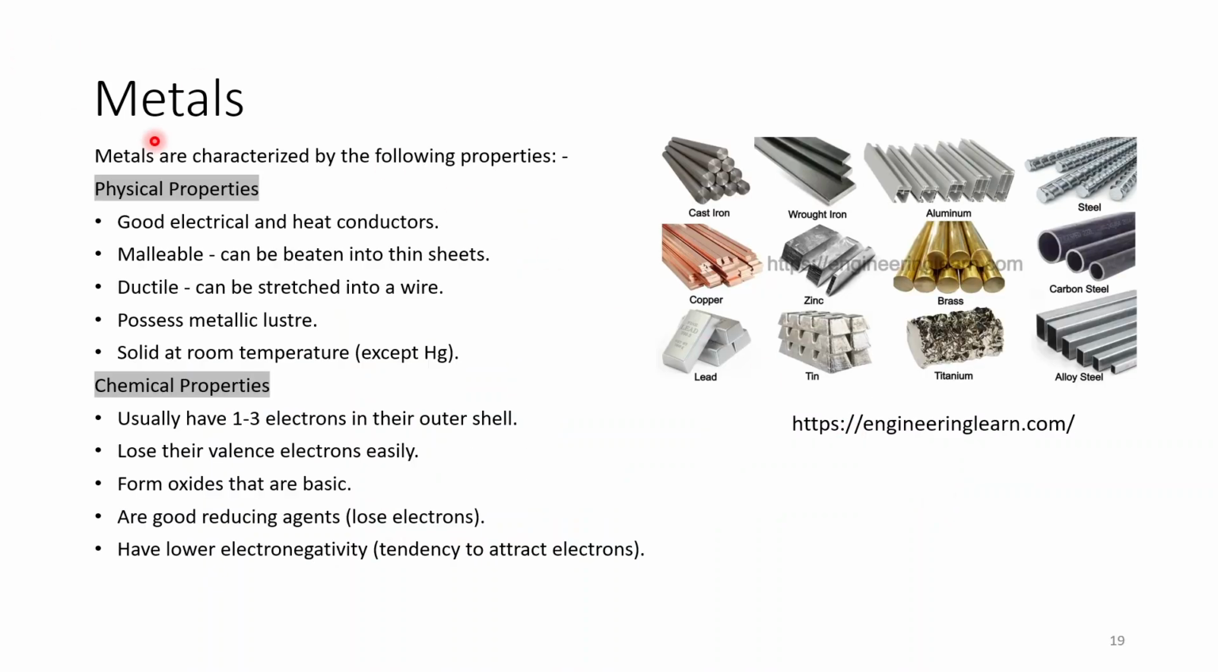Then we have the category metals. Metals can be characterized by the following properties. If you have any query, you can unmute yourself and ask. In case of metals, we have their physical properties. They are good electrical and heat conductors, and they are malleable, so they can be beaten into thin sheets. Ductile, so they can be stretched into thin wires.